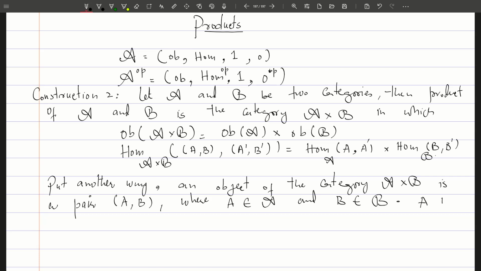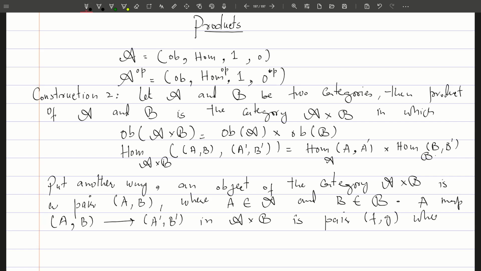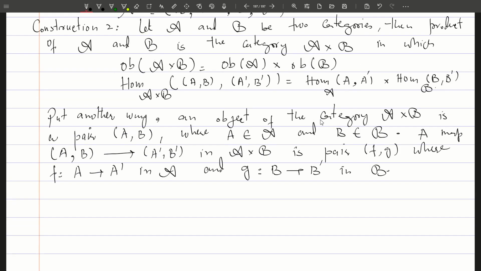Similarly, a map between two objects, say (A, B) and (A prime, B prime), is a map in the category A times B. This is actually a pair (F, G), where F is a morphism between the objects A and A prime in category A, and G is a morphism between objects B and B prime in category B. This gives us a new category, constructed using the categories A and B.